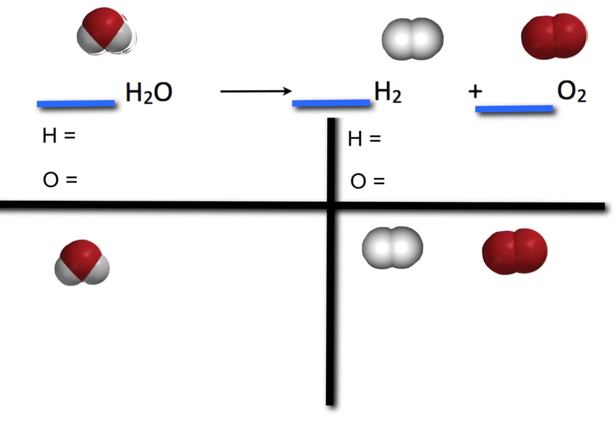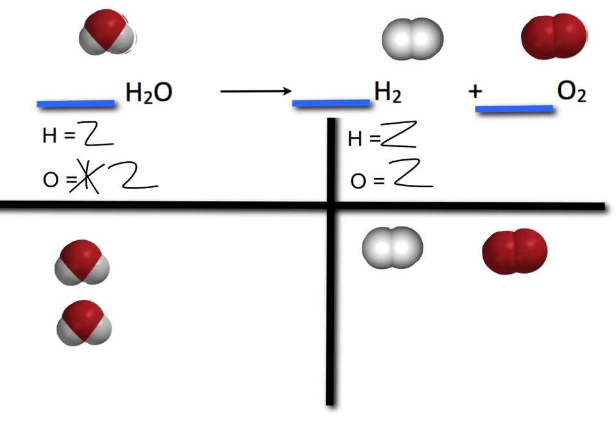And now we see that we have 1 oxygen and 2 hydrogen. So if we go to this side, we see we have 2 hydrogen and 2 oxygen. Once again, not equal. So we have to figure out how to make it equal. Well, let's add another H2O. This now gives us 2 oxygen and 4 hydrogen.